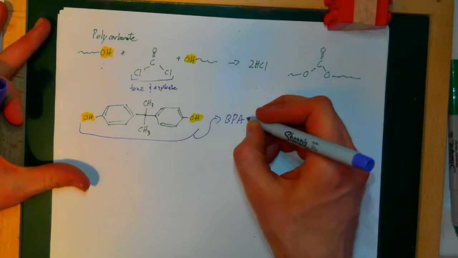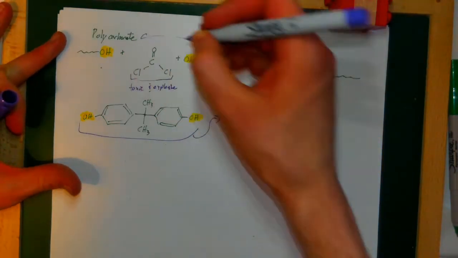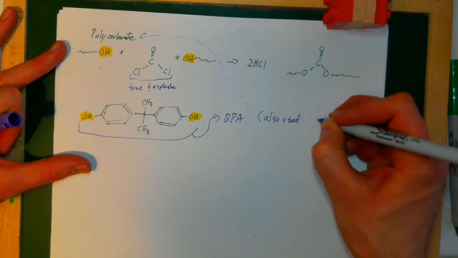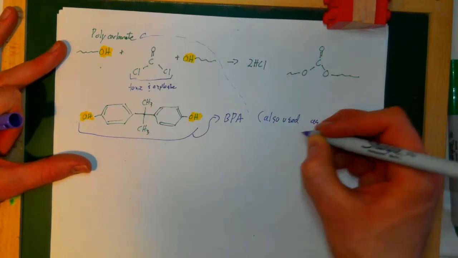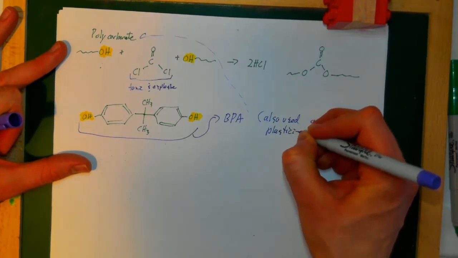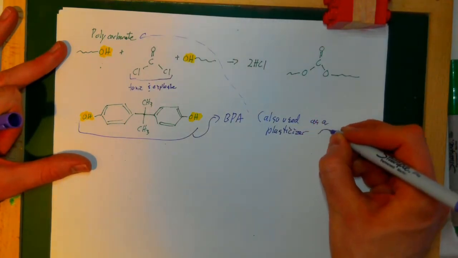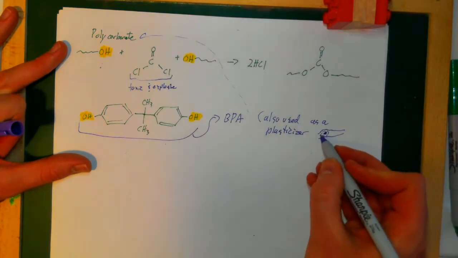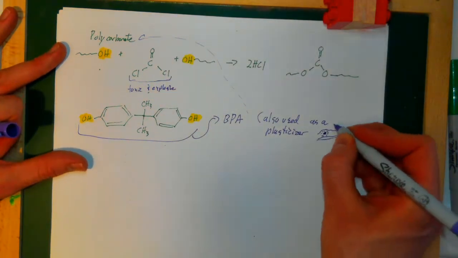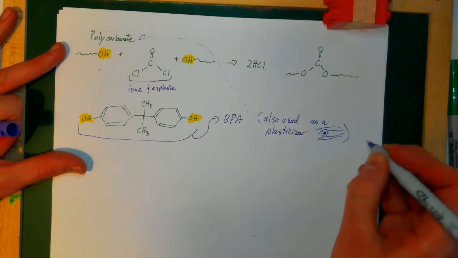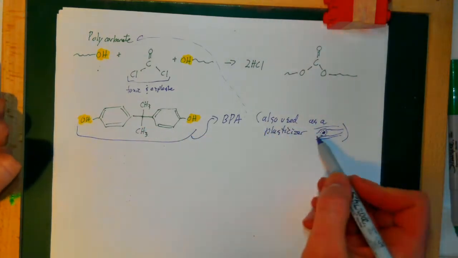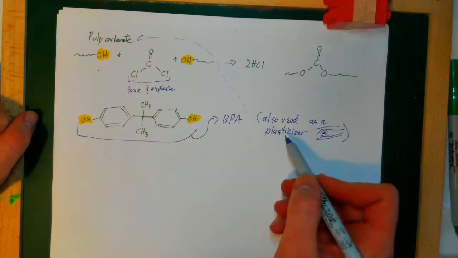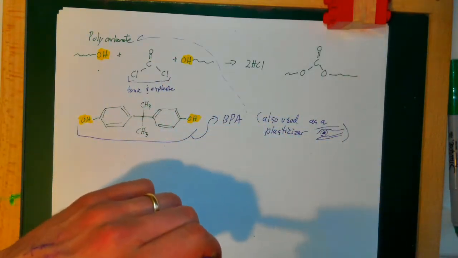So BPA goes into polycarbonate. It's also used as a plasticizer, which, if you remember, the plasticizers were those small molecules that go in and disrupt the chain bonding in other types of polymers. So BPA also, even if it's not participating in the actual formation of the backbone, is used as a plasticizer in other plastics.